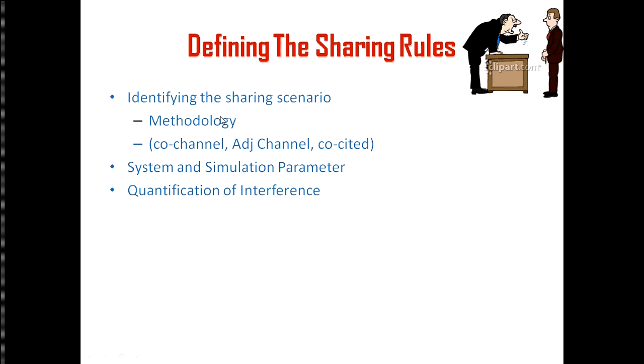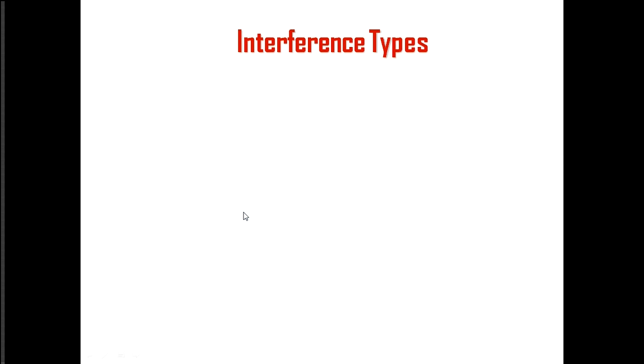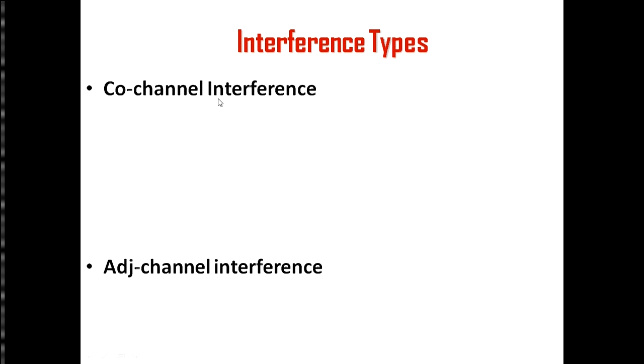So what are the coexistence rules? Basically, we have three: the methodology, the sharing scenario, and the system and simulation parameters, and finally how we quantify the interference. So let's start with the sharing scenario. Basically we have two scenarios.